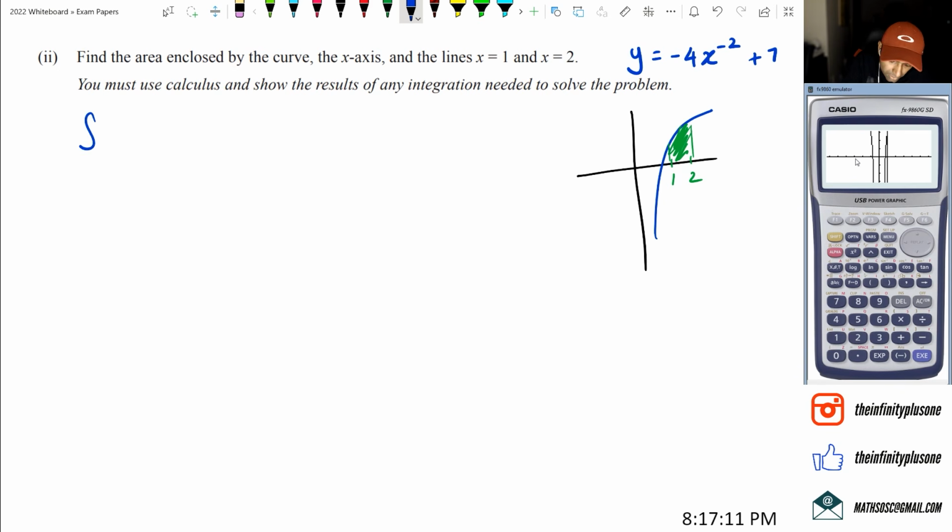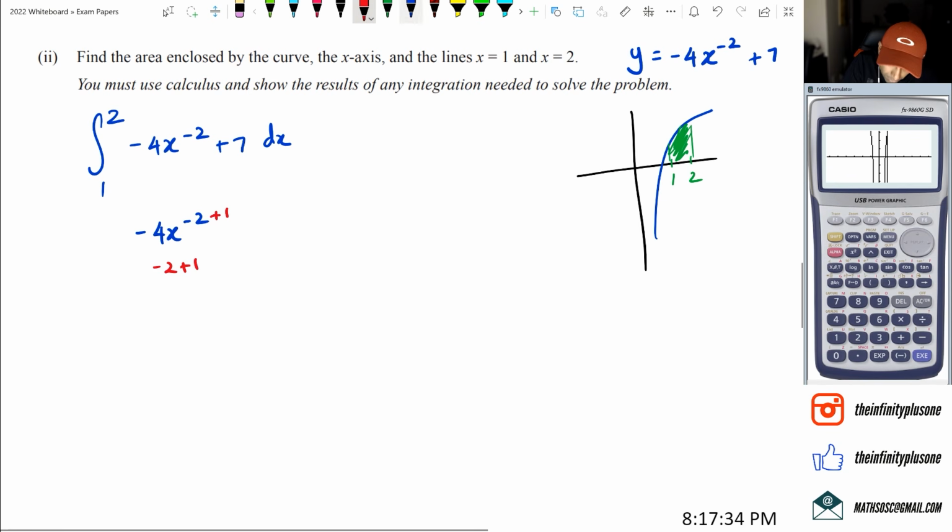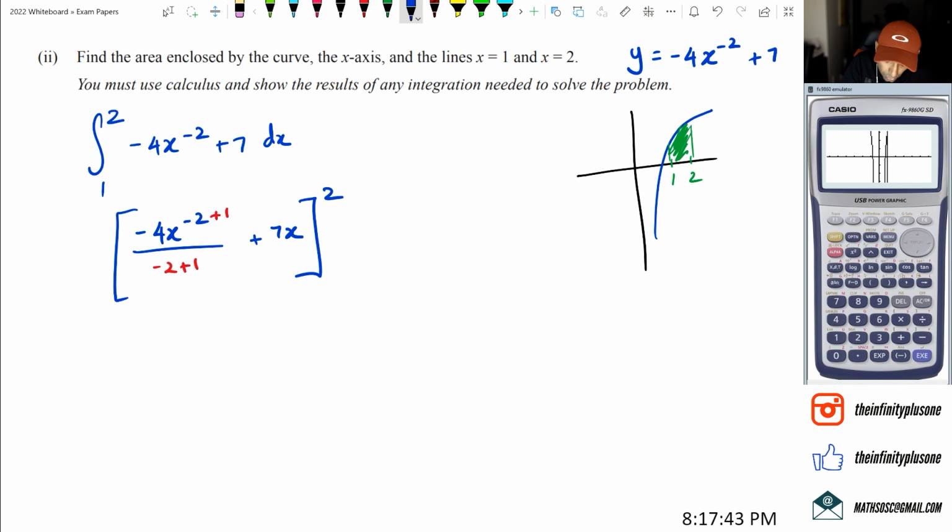So we're going to go between 2 and 1, and our equation is negative 4x to the power of negative 2 plus 7, and of course we're going to put that dx there. All right, the next part is actually integrating this. So we're going to get negative 4x to the negative 2 plus 1 power, over negative 2 plus 1 in the denominator, plus 7x. And of course, we don't really need to worry about the c for this because we have a definite integral which is between 2 and 1.